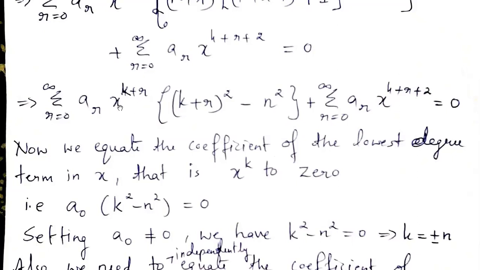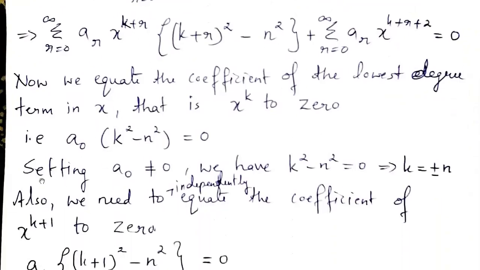So now we have to equate the coefficient of x power k to 0. So when you do that, you are putting the value of r as 0. So coefficient of x power k will be a naught into k plus 0 whole square, which is k square minus n square. So if you are equating the coefficient of x power k to 0, it is same as equating this term to 0, that is a naught into k square minus n square equal to 0.